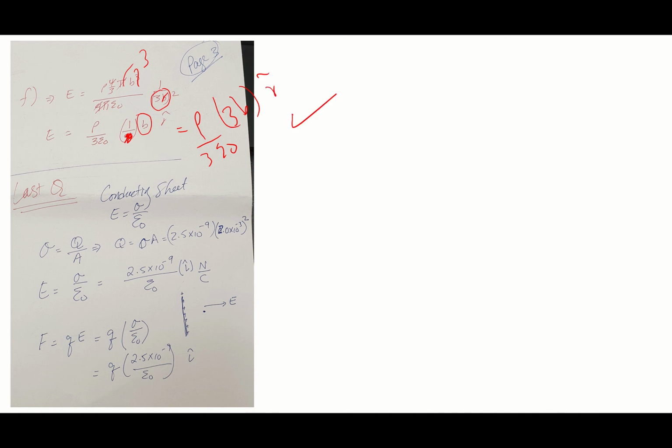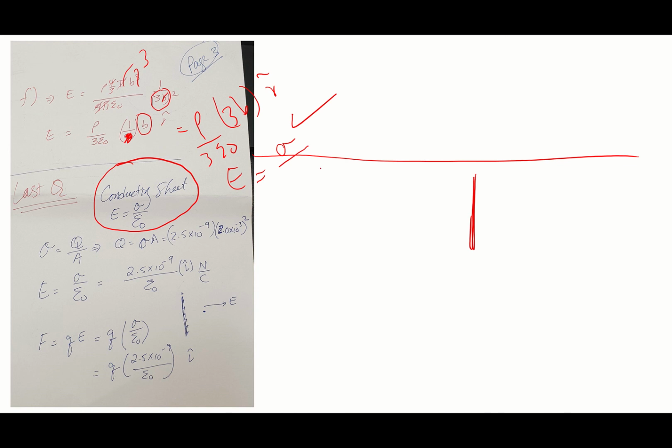Okay, now for the last question, you have a conducting sheet. Remember, for a conducting sheet, this is the electric field. If it was an insulating sheet, I would have sigma over 2 epsilon, and I showed you that in class. So now he wants the electric field right here. Because this is positive, the electric field will be directed this way. Remember, Q naught is always positive, so positive and positive will be directed this way.